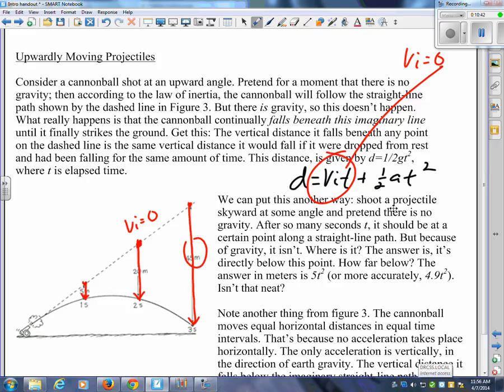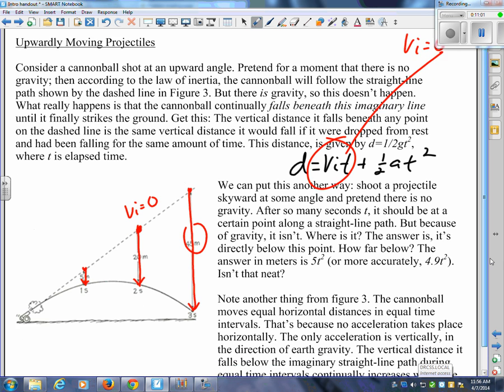We can put this another way. Shoot a projectile skyward at some angle and pretend there is no gravity. After so many seconds t, it should be at a certain point along a straight line path. But because of gravity, it isn't. Where is it? It's directly below that point. How far below? 5t squared, or more accurately, 4.9t squared, which is 1/2 of 9.8.